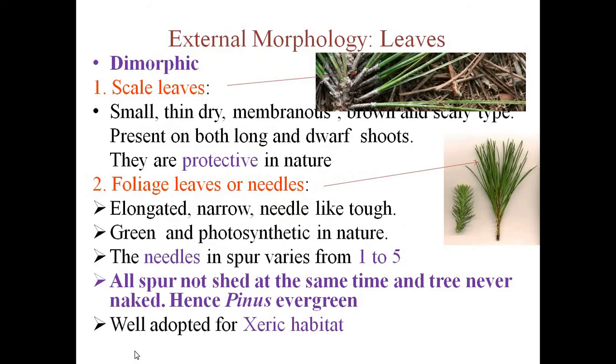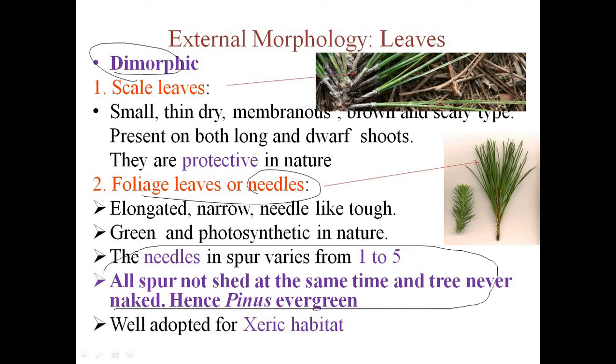Now let's go for the external morphology of leaves. Like the stem, leaves are also dimorphic. Scaly leaves are thin, dry, membranous, as you can observe here, whereas the foliage leaves are also called needles and are photosynthetic in nature. The needles in a spur vary from 1 to 5, and as I told you, all spurs do not shed at the same time. That's why the trees are evergreen.